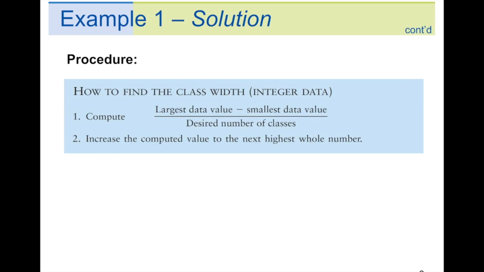How to find the class width? You just take the largest data value, subtract the smallest data value, and divide by how many classes you're going to have. If it's a number that's a decimal, always go to the next highest number. So if you have 3.1, bring that all the way up to 4. And even if you have a whole number, say you have 4, that would go to the next highest whole number, which would be 5. So always go up to the next highest.